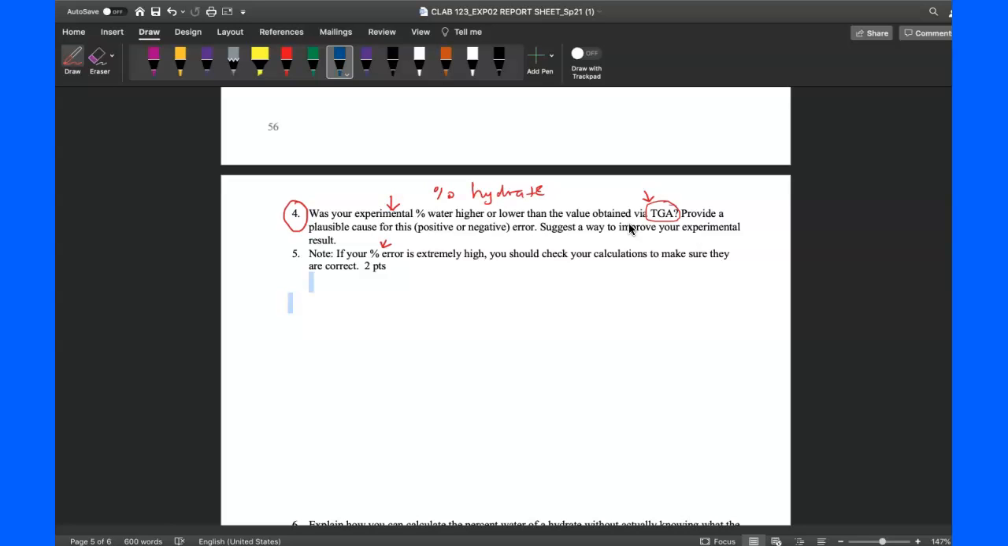If you have a low percentage, it means most likely you did not heat your sample to dryness, so you ended up with less water loss than expected, right? Or again, your calculations were wrong. Find more reasons and answer that question. I hope that helped you out for that question. So again, look for your charts on Moodle to find your unknown TGA graph and use it to answer this problem.